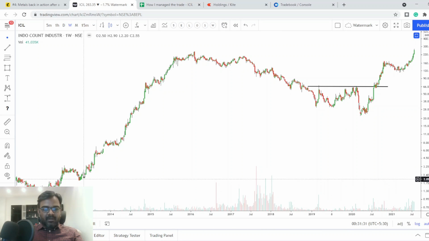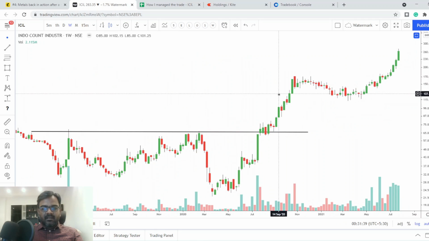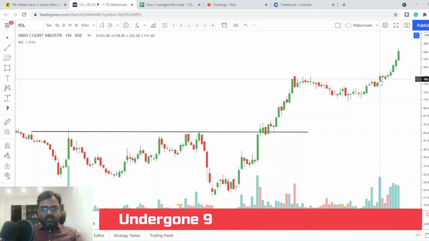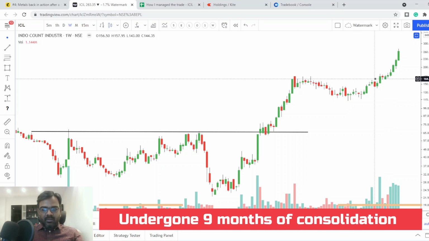It went up, it came down, it again went up, it kind of consolidated, went up, consolidation. So there were multiple rounds of consolidation before it started going down, right? And the same way, this was the first move up, and then it consolidated from October 2020 until June 2020. That was almost a 9 month consolidation.